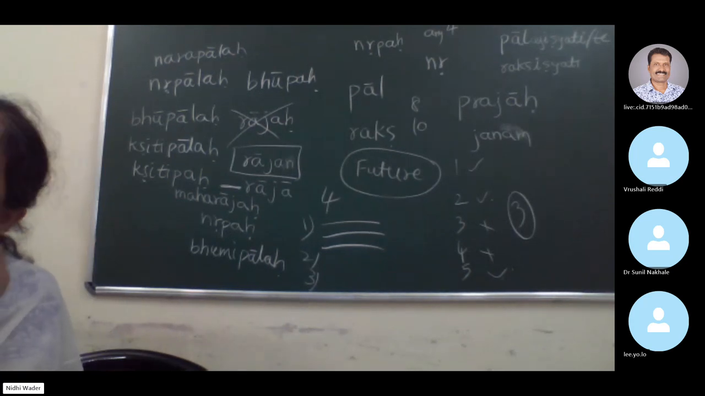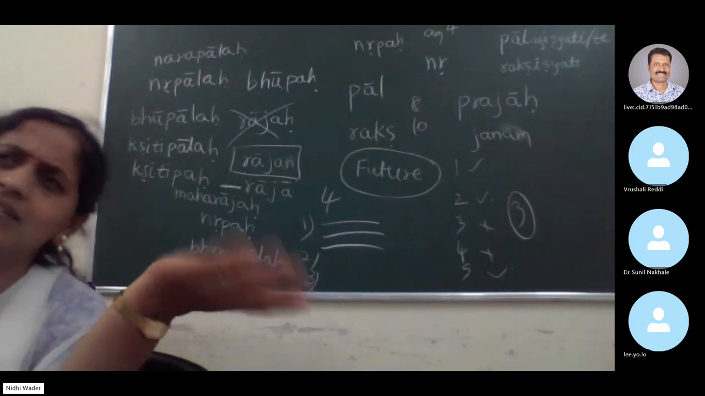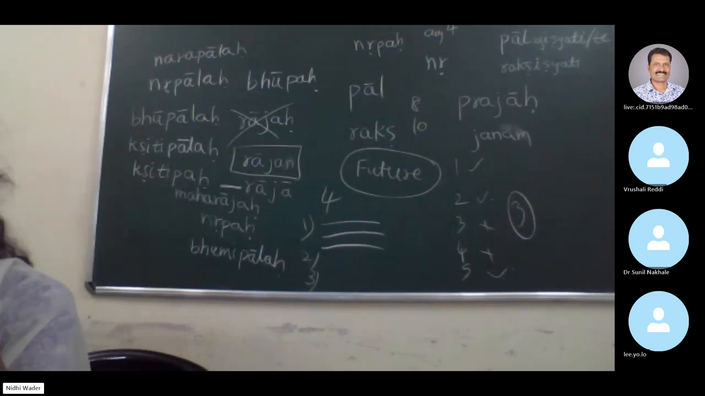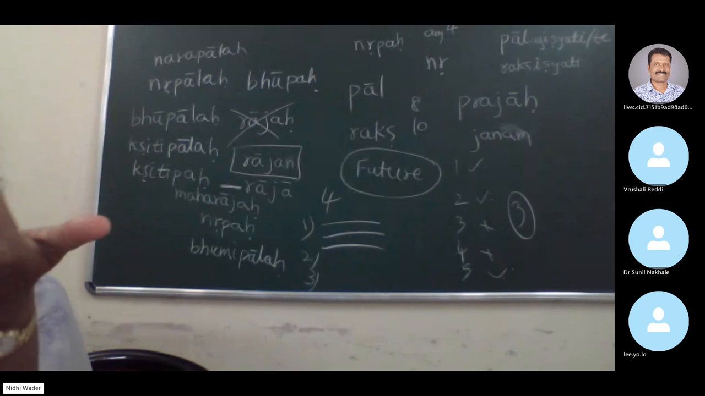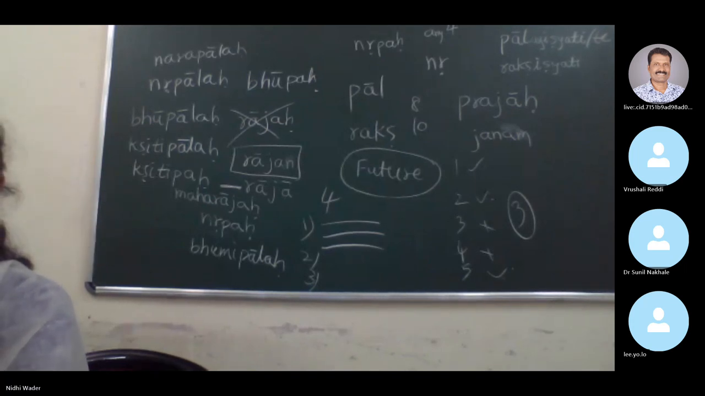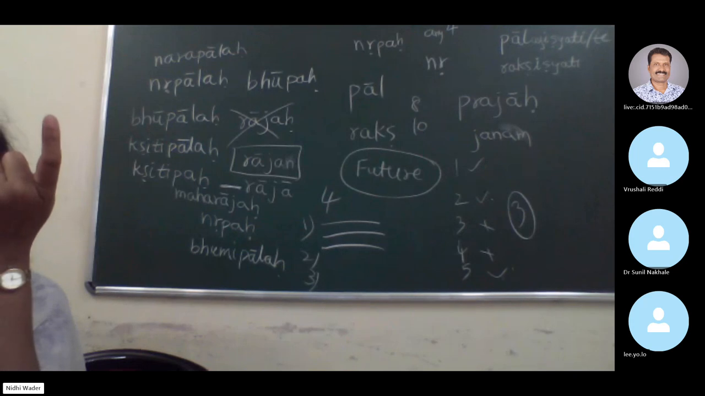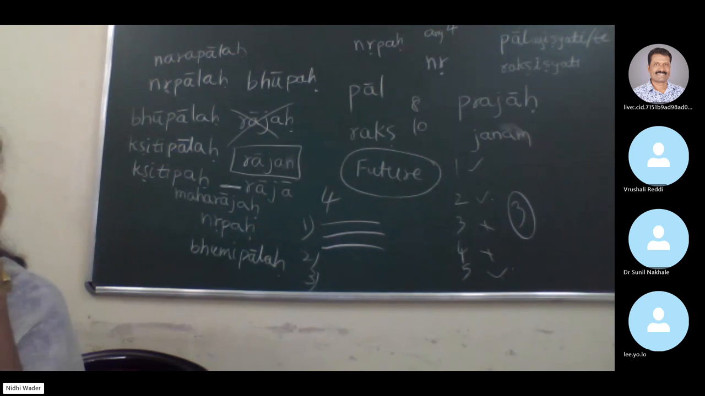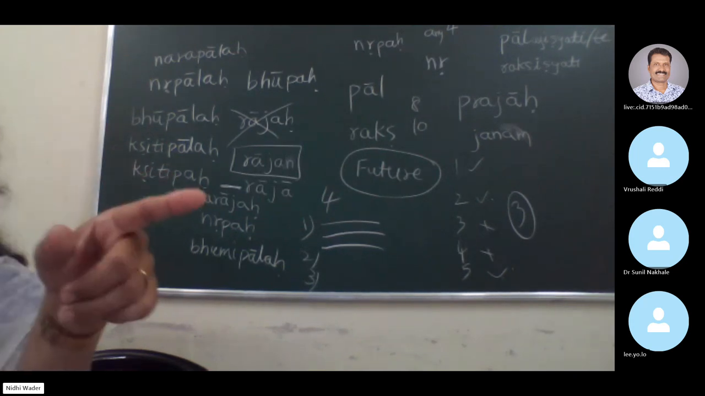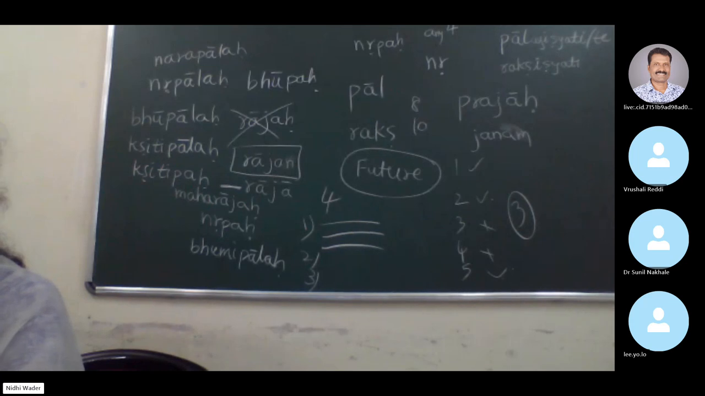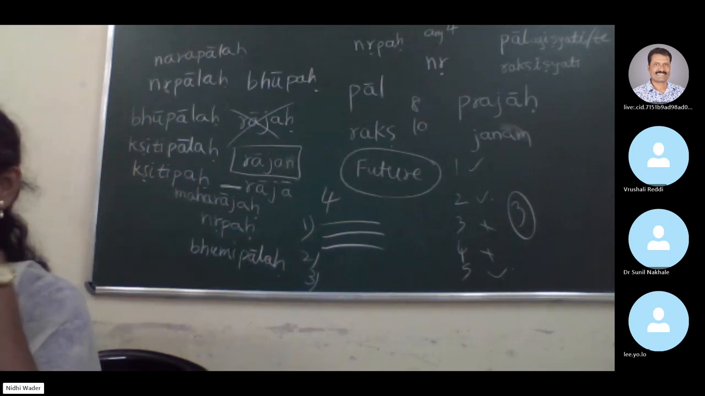But when it's just a general "you", you can translate it in singular also, plural also, because in English you don't have that difference. So it can be tvam, it can be yuyam. Both options are possible. But remember, if you are using tvam, you have to use the second person singular of the verb. If you are using yuyam, the second person plural of the verb.